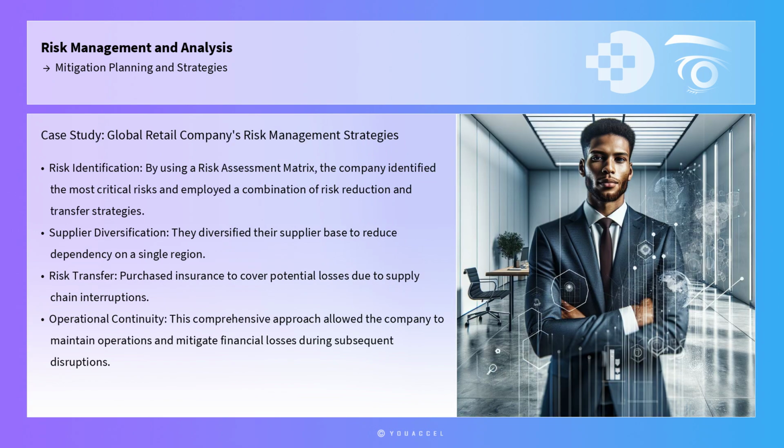A practical application of these strategies can be seen in the case study of a global retail company that faced significant supply chain disruptions due to natural disasters. By using a risk assessment matrix, the company identified the most critical risks and employed a combination of risk reduction and transfer strategies. They diversified their supplier base to reduce dependency on a single region and purchased insurance to cover potential losses due to supply chain interruptions. This comprehensive approach allowed the company to maintain operations and mitigate financial losses during subsequent disruptions.